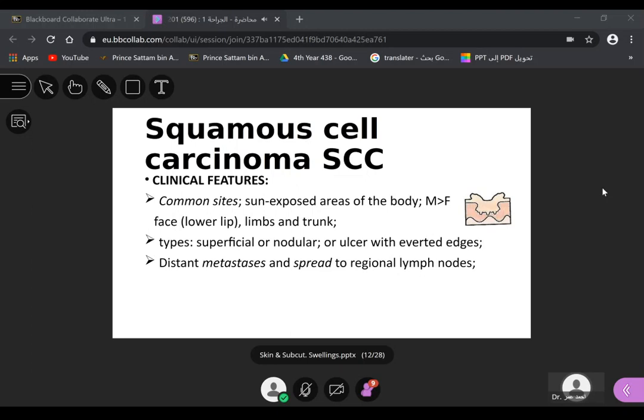The clinical features. Now, what do you think about the type of the ulcer here? The type of the ulcer is everted. Yes. Any explanation? Can anyone explain why the edge of basal cell carcinoma is rolled while the edge of squamous carcinoma is everted like this?